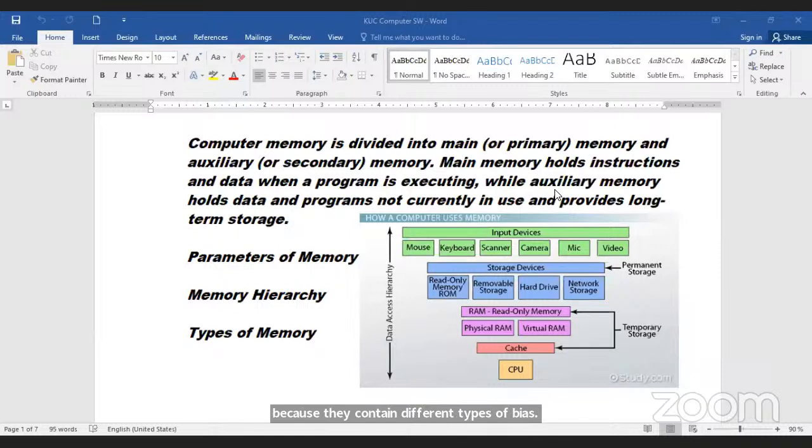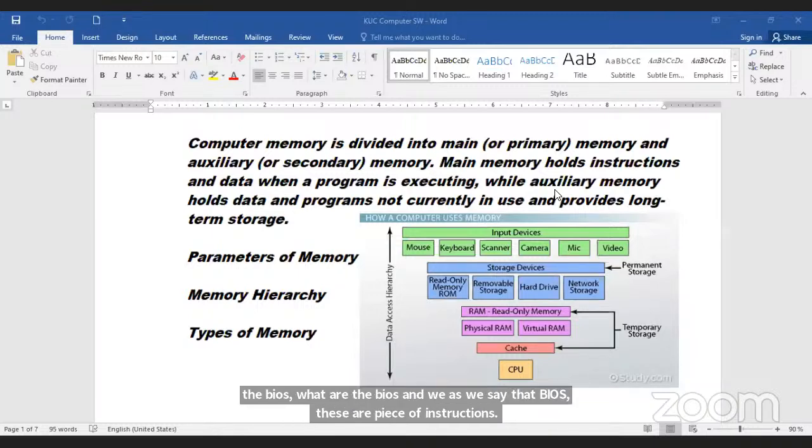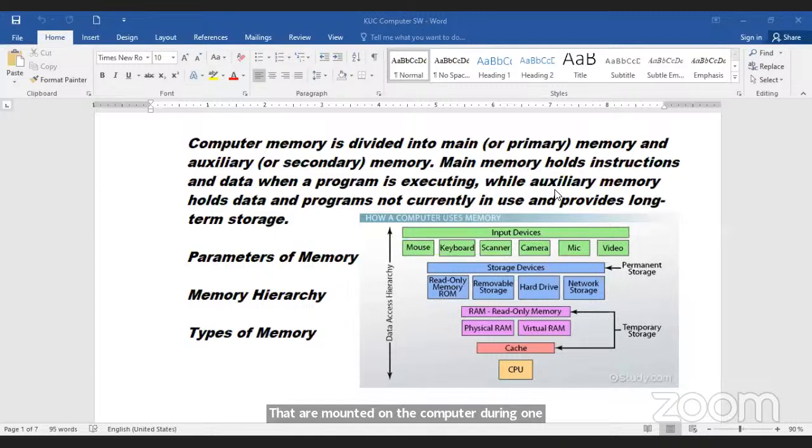So maybe through the chat, can I know how many models of computers you know? Let me know, so that we can identify what the BIOS are. As we say, BIOS are a piece of instructions that are mounted on the computer during manufacturing, on the ROM of a computer.